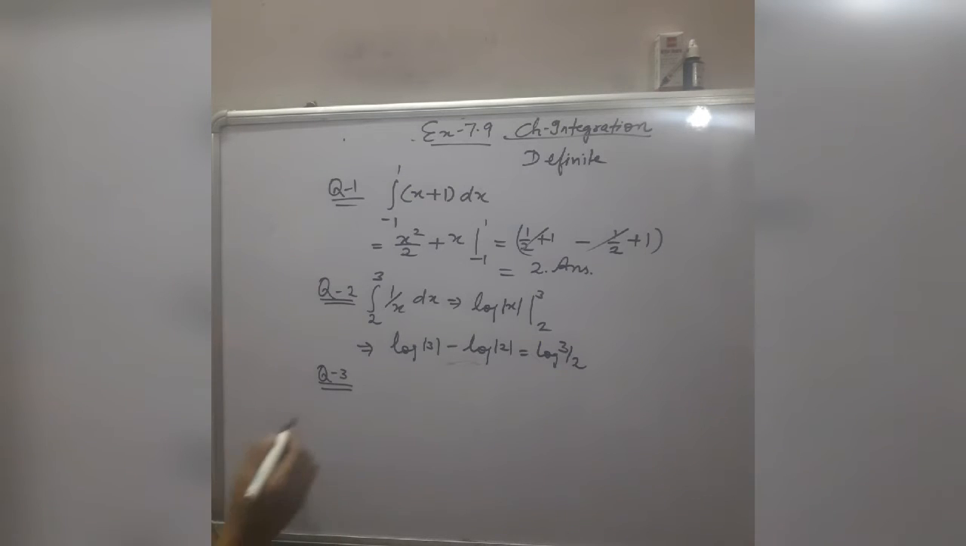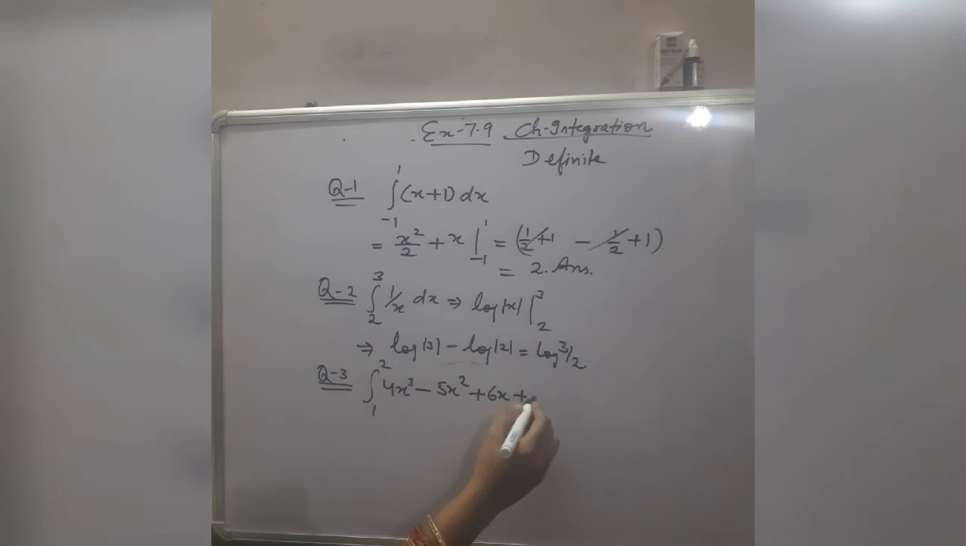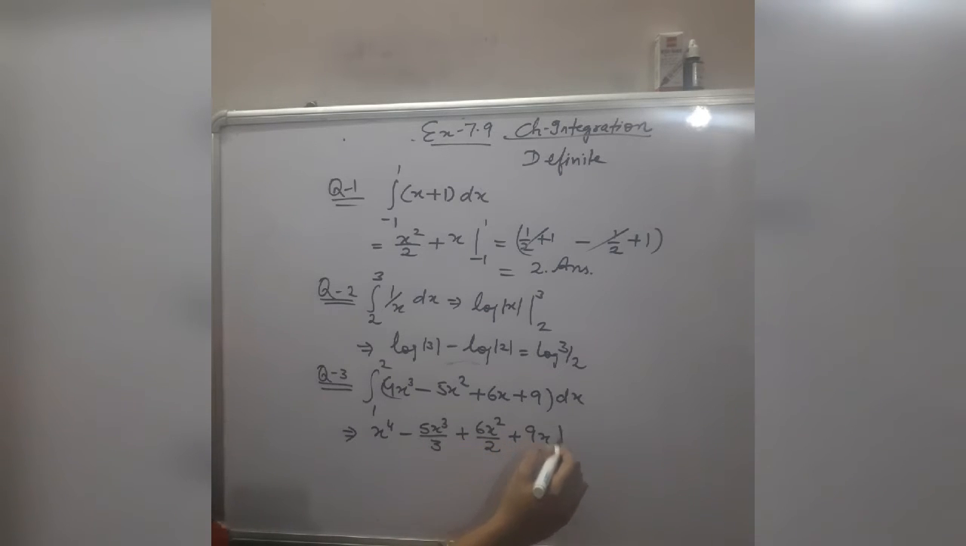Now third question. Yes students, again I am saying, if you have done up to exercise 7.7, then very easily you can understand this exercise. No extra formula will be there, same formulas we will use here. Now integration of this cubic polynomial: integration of 4x cube is 4x raised to power 4 divided by 4, this 4 is cancelled with 4. Integration of 5x square is 5x cube by 3. Integration of 6x is 6x square by 2. Integration of 9 is 9x.